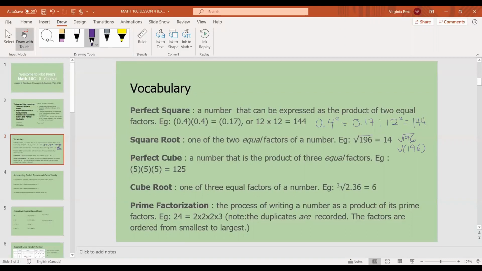So if we think of this in the opposite way, 14 times 14 is equal to 196. So if we want to take that 14 back out of 196, we take the square root of it.